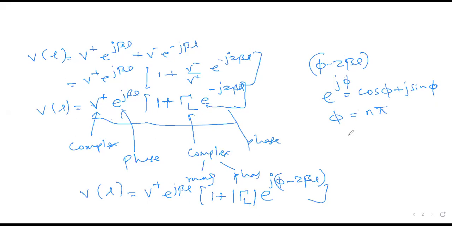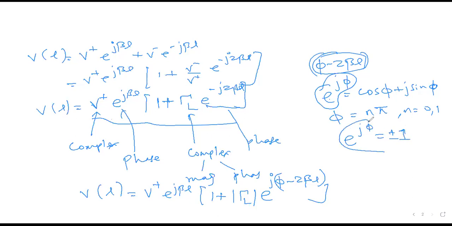So it will become what? You all have studied your mathematics, right? What values will this phase take? So e raised to j phi, this whole quantity, will become what? At 0, 1. Yes, n is right. Suppose n is 0, so this will be cos 0 plus j sin 0, which is 1. And if n is 1, cos pi is minus 1. So it will take plus or minus 1.